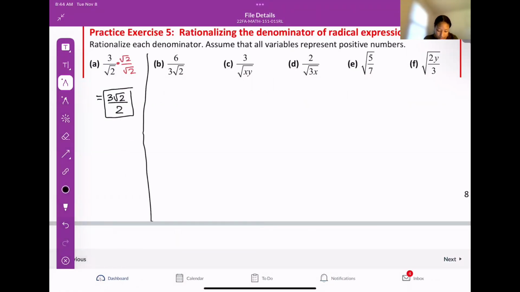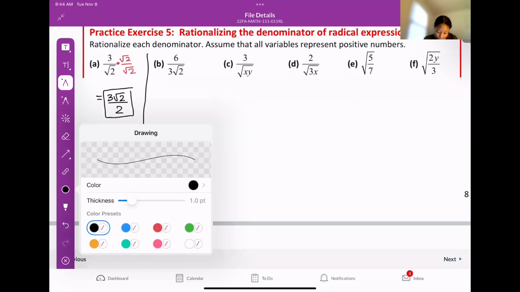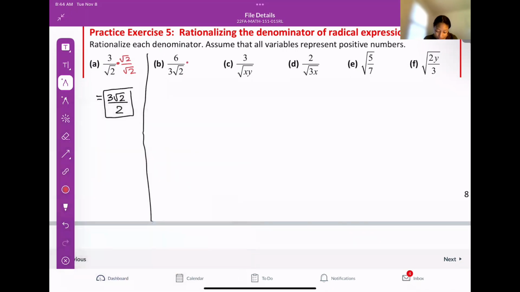For part B, 6 over 3 root 2. Again, we have to get rid of that root 2 in the denominator, so we're going to multiply by root 2 over root 2. Remember, you have to multiply the numerator and denominator by the exact same thing, otherwise you're changing the problem. Multiplying by root 2 over root 2 is just like multiplying by 1, so technically we get something equivalent to our original expression.